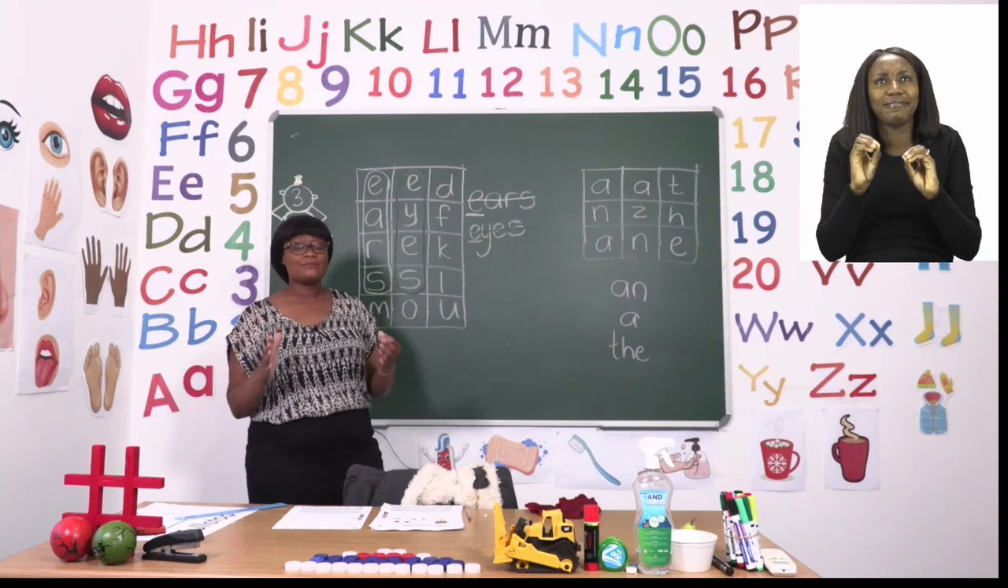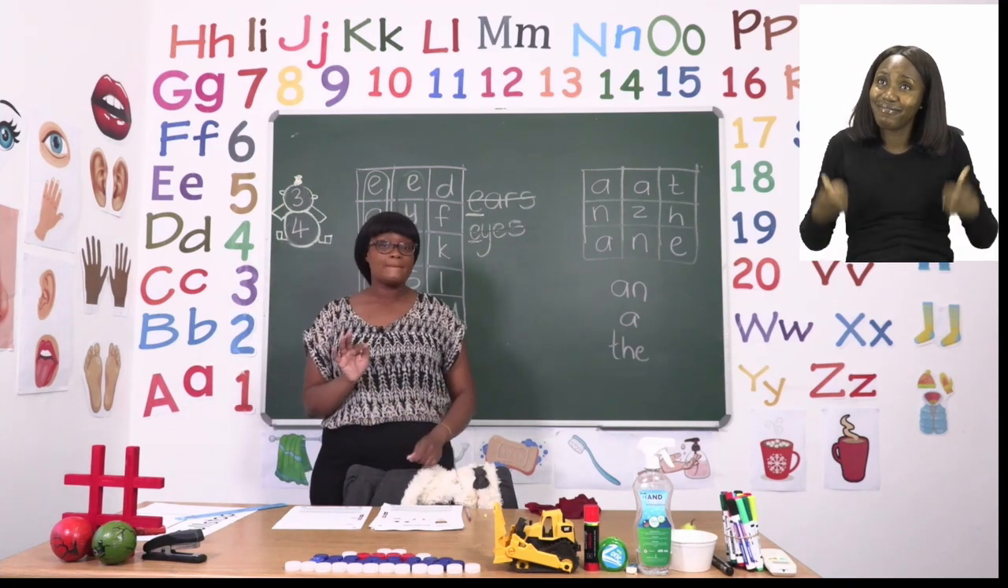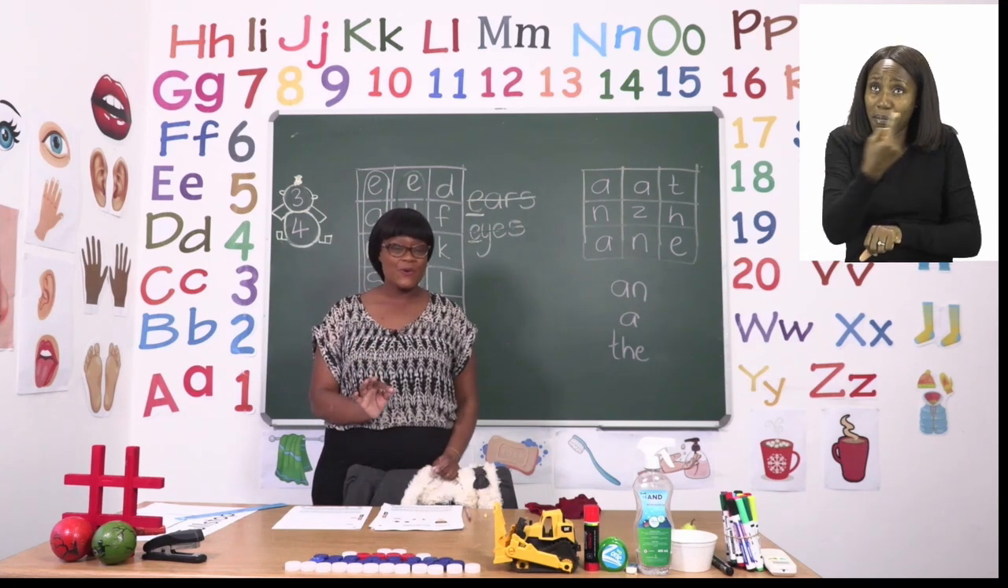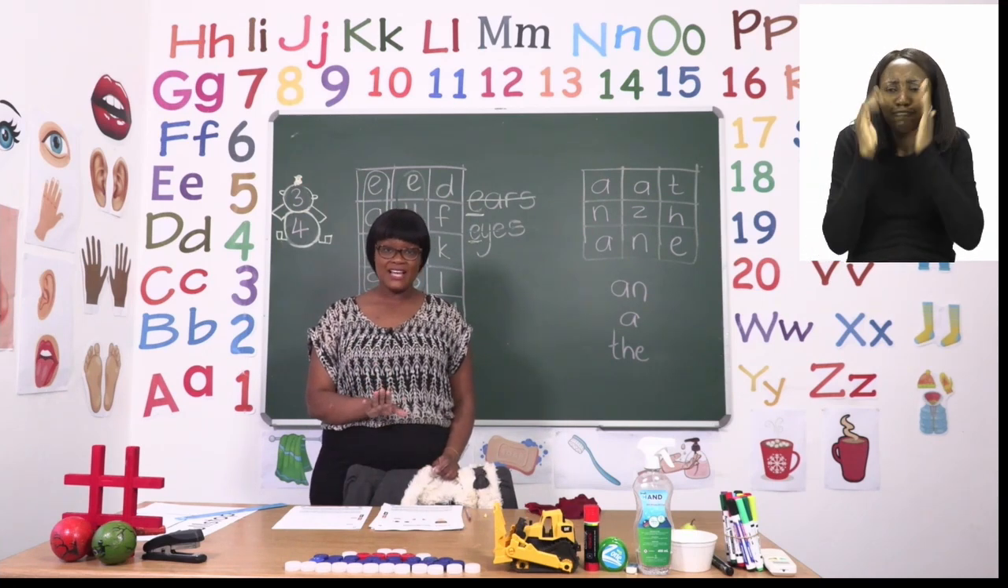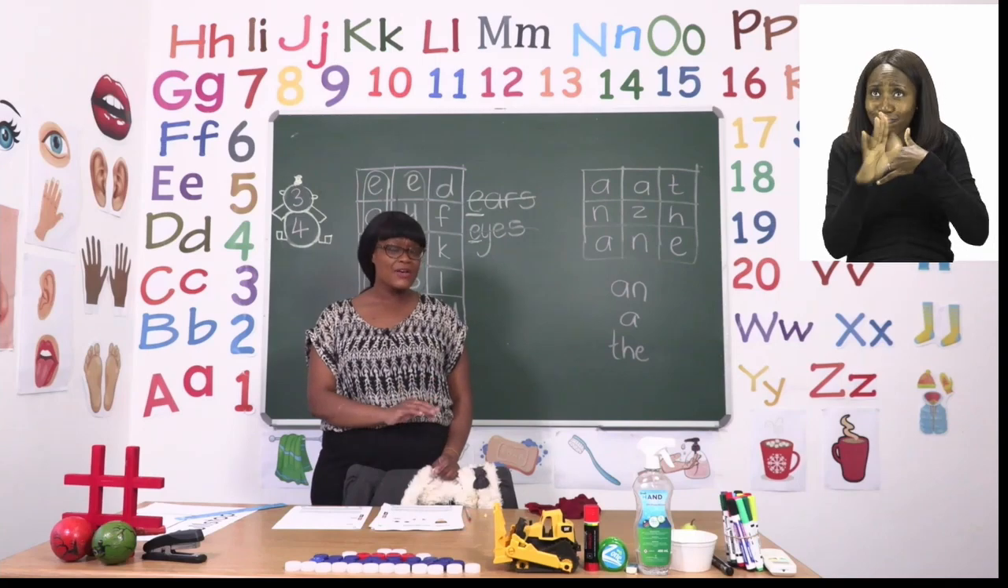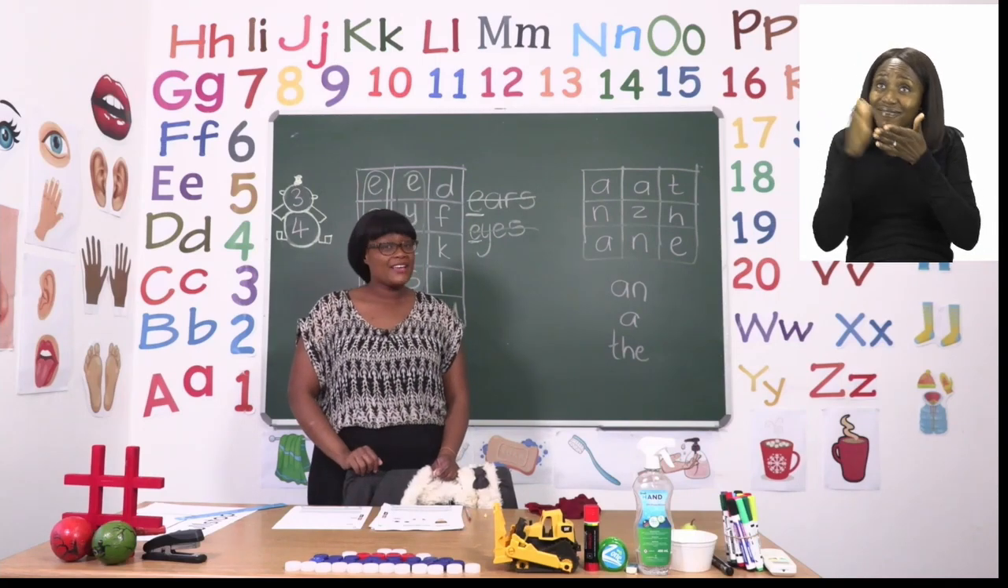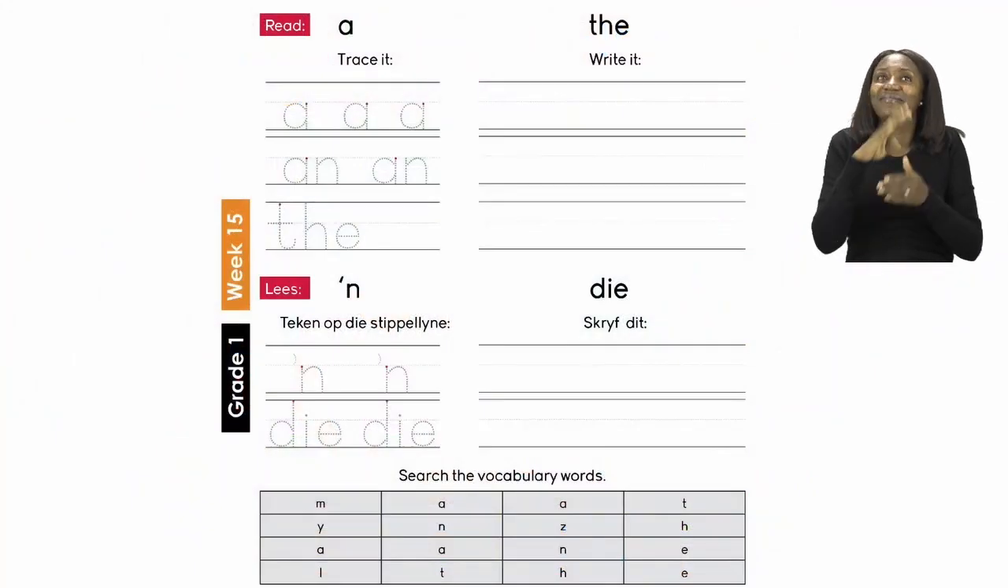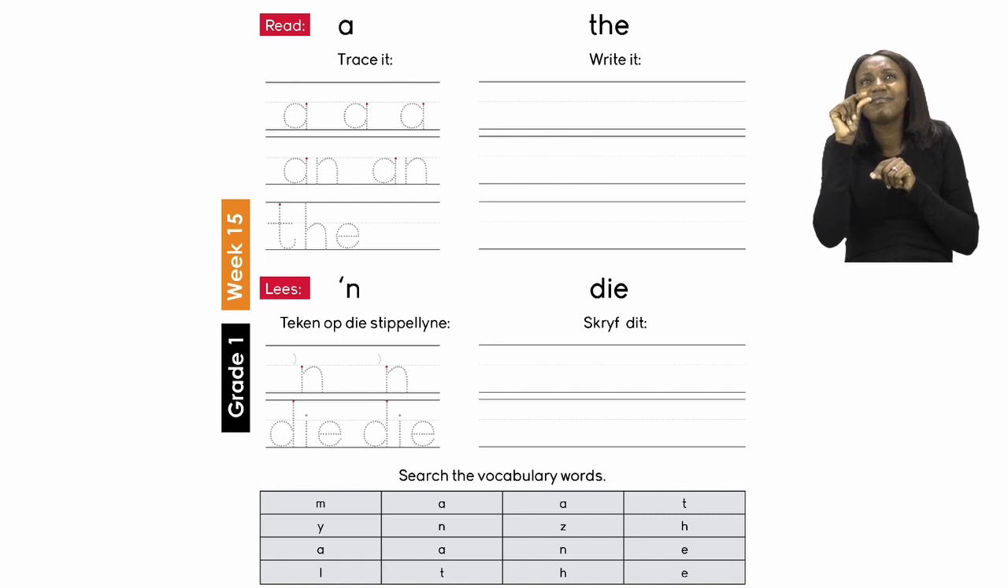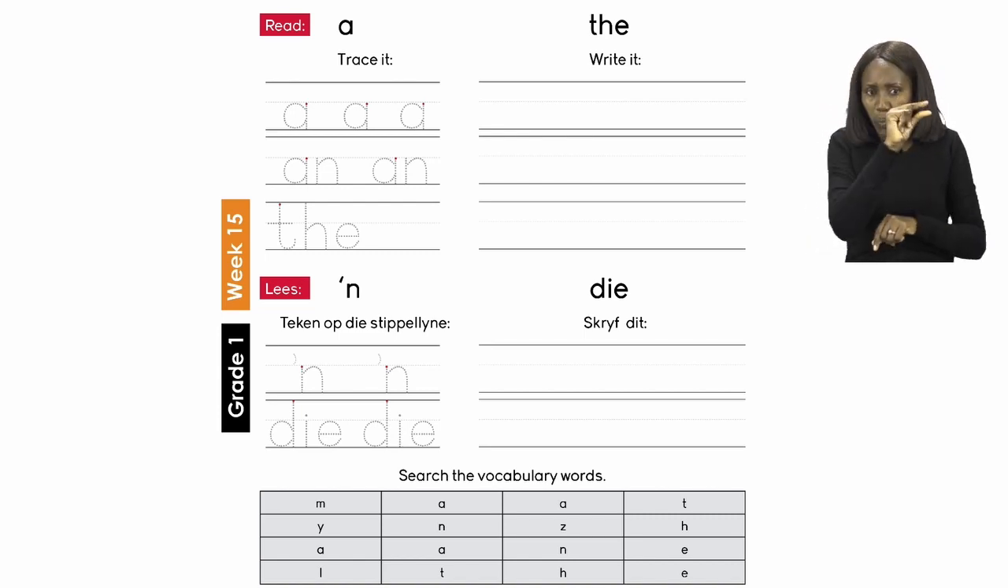So boys and girls, complete this page by yourselves. Make sure you take a good look at all the letters. And when you are done with your vocabulary words, you can go to the next page, page 4. On page 4, we are now doing our sight words. Now remember, sight words are words that we often use when we are speaking or writing.